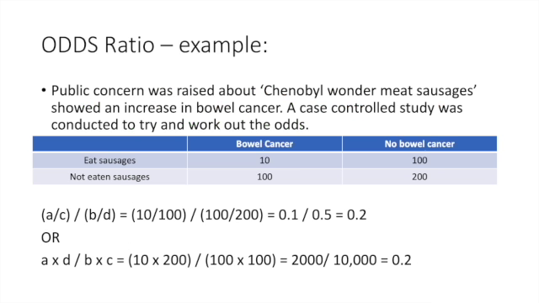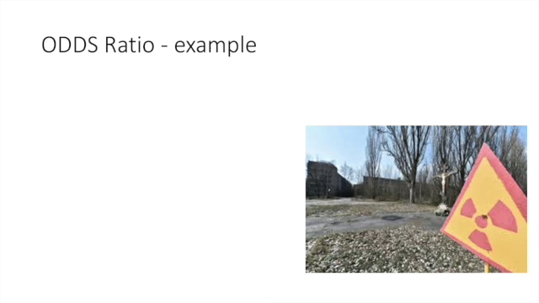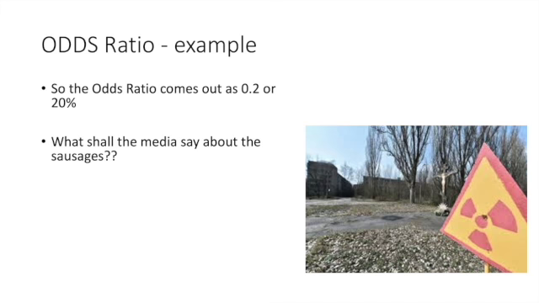So for example, let's say that there was a fictional company called Chernobyl Wonder Meat Sausages, and there was concern that there was an increase in bowel cancer. A case control study was conducted to try and work out the odds. Okay, so they've got those who've eaten the sausages and those who've not, and those with bowel cancer and those who haven't. Okay, and you can see I've done all the calculations there. Now the results come out at 0.2. So that's 0.2 or 20%.